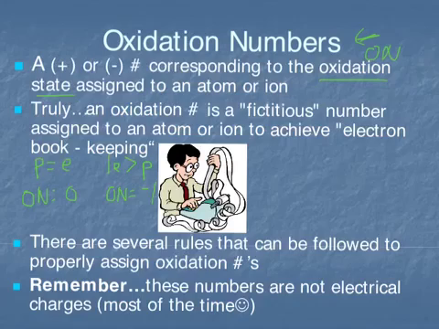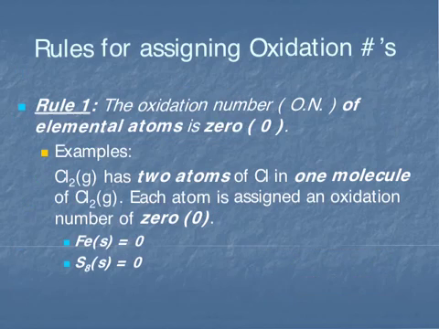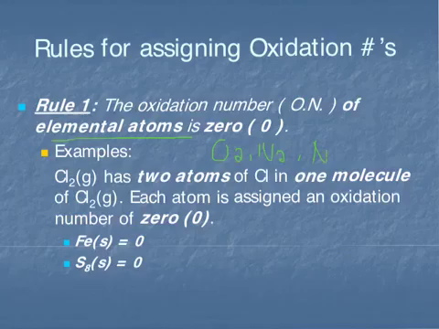Even though we can use oxidation numbers to keep track of electrons, remember these are not true electrical charges, and we're going to look at how we're going to designate oxidation numbers in the following few slides. The first rule for assigning oxidation number is that the oxidation number of all elemental atoms is 0. So things like oxygen, nitrogen, even metals such as sodium, magnesium, they all have an oxidation number of 0.